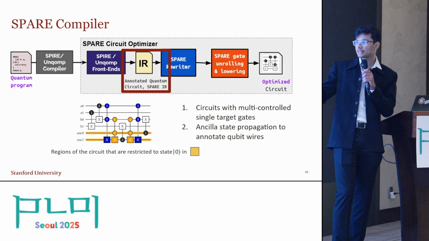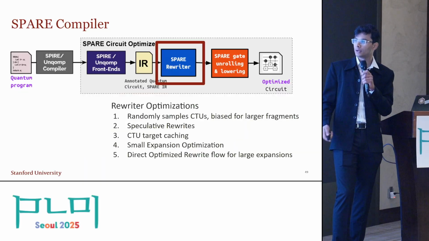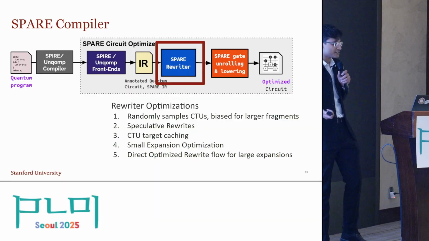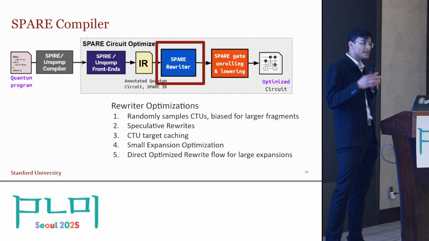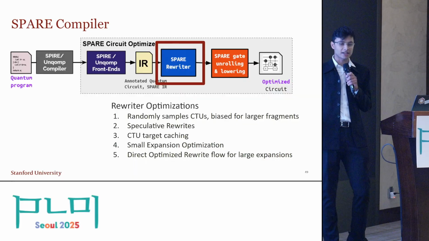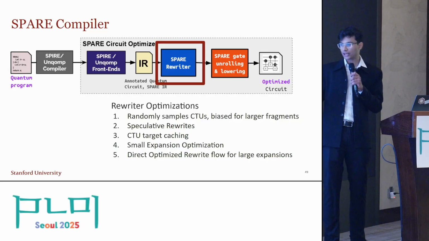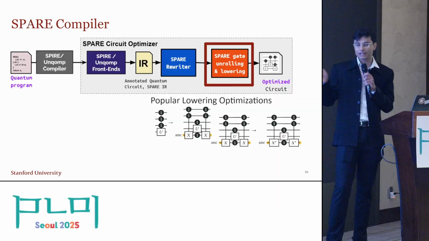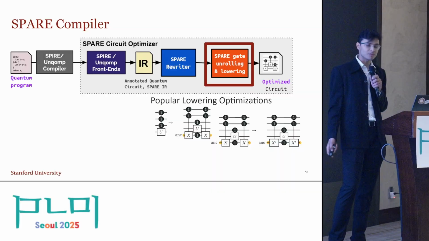And we use ancilla state propagation to push that information around where the qubit is restricted to special states. The rewriter comes with various optimizations. It applies those rewrites speculatively. It caches the CPU targets it has already seen. It applies the full expansion to 2 to the power n replicates for only smaller CPU pairs, which span fewer qubits, and uses a more direct optimized rewrite flow for larger CPU patterns. And it comes with various popular lowering optimizations that previously people have worked on when it comes to uncomputation as well.